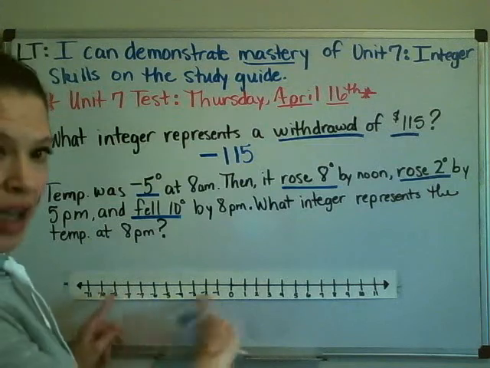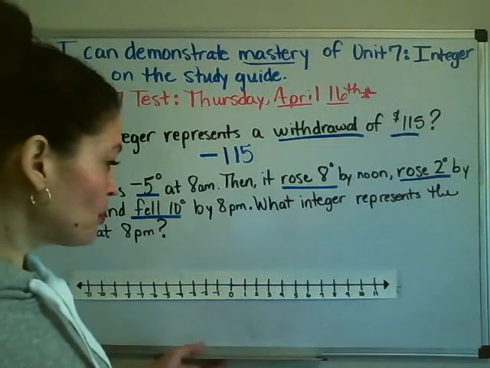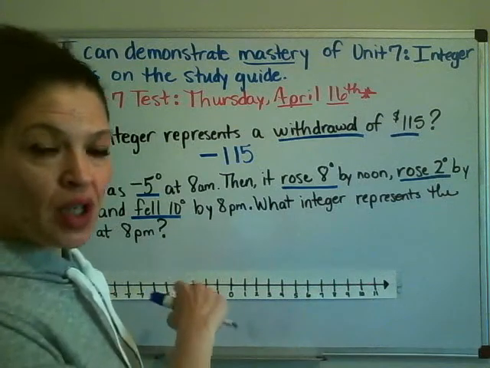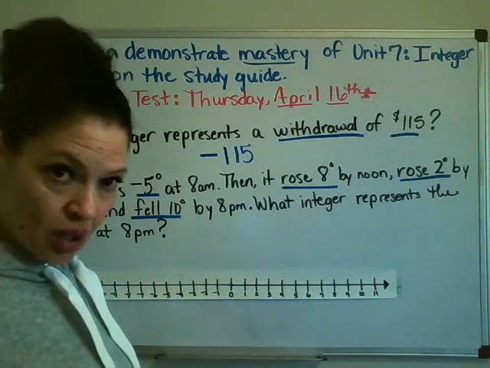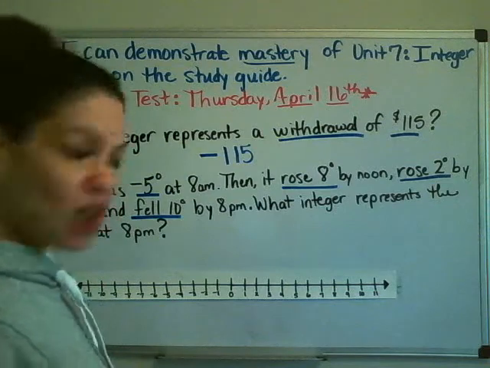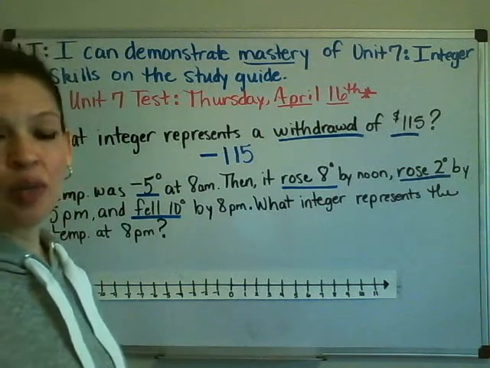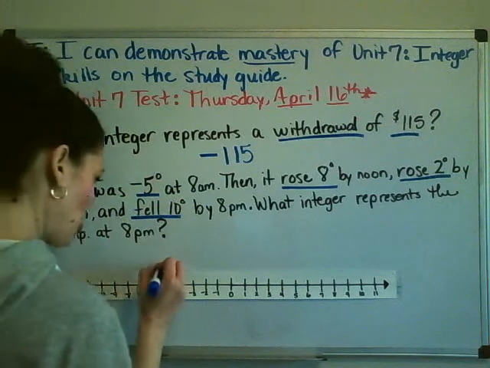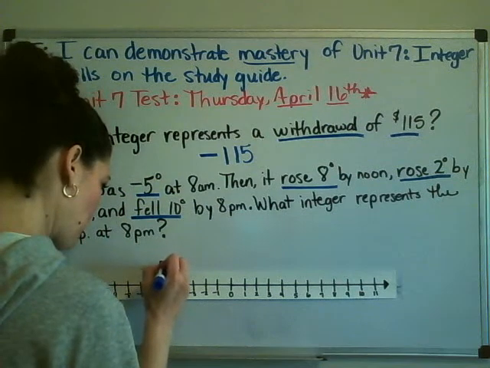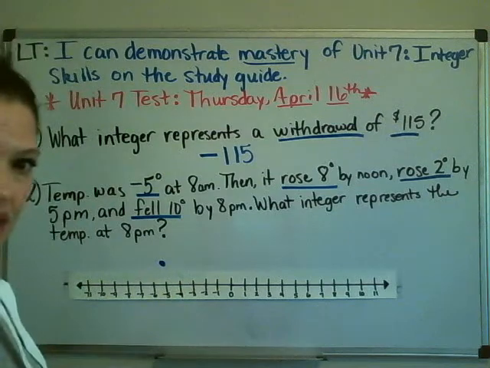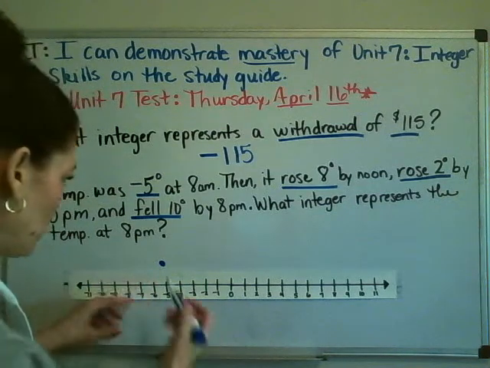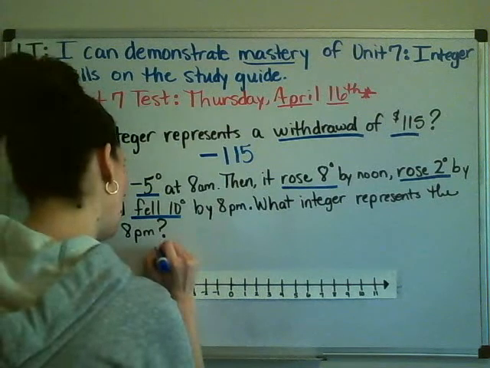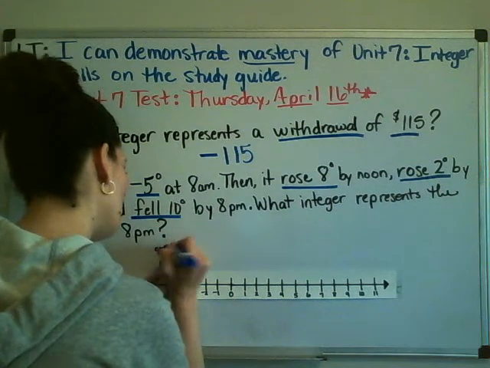So I'm going to use my handy dandy number line to help me navigate forward and backward to figure out what integer I land on. Okay, so where do we start? At the starting temperature, which was at negative 5 degrees. So I'm just going to put a little dot right here. That's my negative 5 degrees right here at 8 a.m. I'm going to label it 8 a.m.